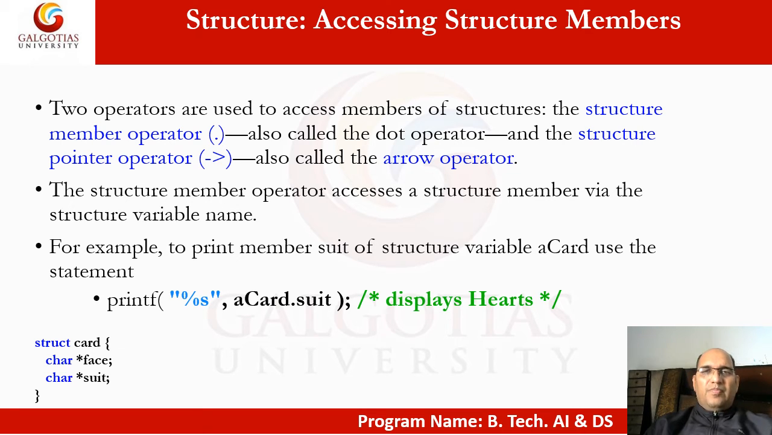The structure member operator accesses a structure member via the structure variable name. For example, to print member suit of a structure variable aCard, use this statement. You have the structure struct card and it has two fields, face and suit. Suppose you have declared a structure variable aCard. If you want to access the member variable suit value, you can simply use aCard.suit. So this is how it will display it, and whatever the value is, in the previous example we assigned the value of suit as Hearts, so Hearts will display here.